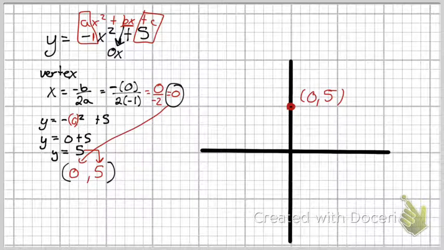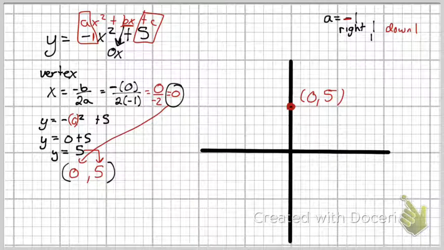But the other thing is I'm going to be looking at my pattern. We've been saying it's right 1 and up 1. However, this time a is negative 1. A is negative. So instead of right 1, up 1, we're going to be going right 1, down 1. And then I'm going to go right 1, down 3. Then I'm going to go right 1, down 5. And if I wanted to continue, I go right 1, down 7, right 1, down 9, and so on.